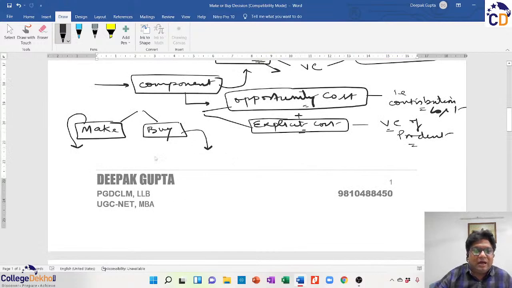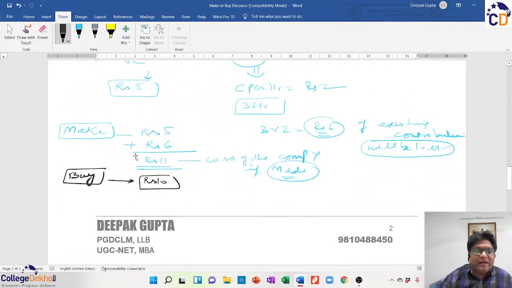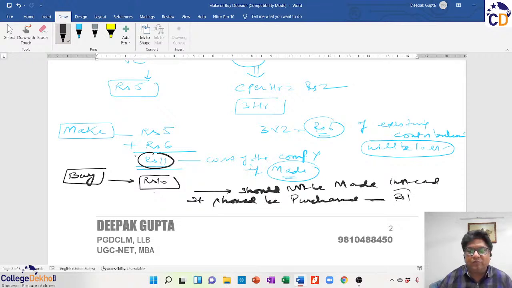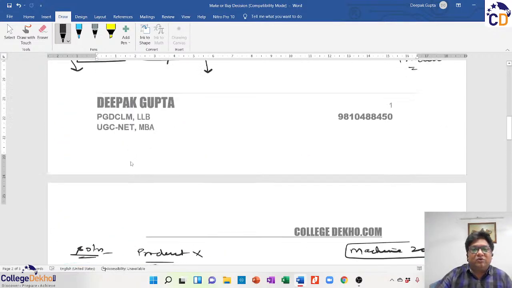So if I summarize this data, the buying cost is 10, the making cost is 11, so the product should not be made; instead it should be purchased, because that will give you a saving of rupee 1 per unit of component. So there will be a saving of ₹1 per unit.